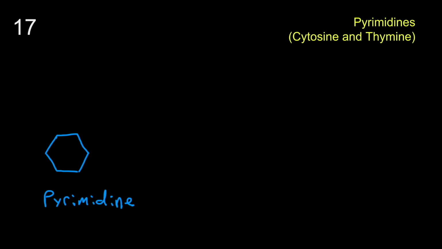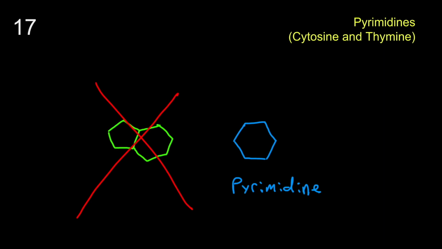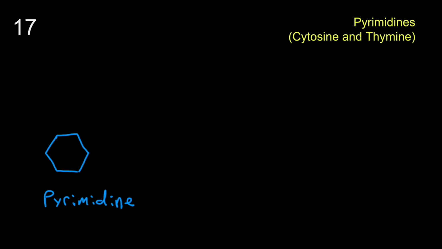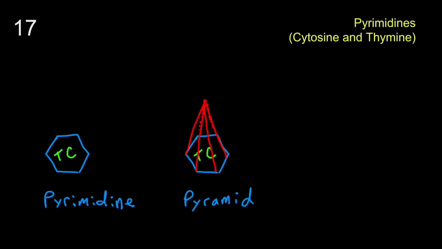And when I think of a single ring, I think of the base of a pyramid. The base of a pyramid is definitely not made up of 2 rings, right? So when you think of the base of a pyramid, think of 1 ring. Okay, now think of somebody named TC. And TC lives inside this pyramid. So if you can remember TC living inside of a pyramid, and T stands for thymine, C stands for cytosine, TC belongs to the single ring or pyrimidine group.